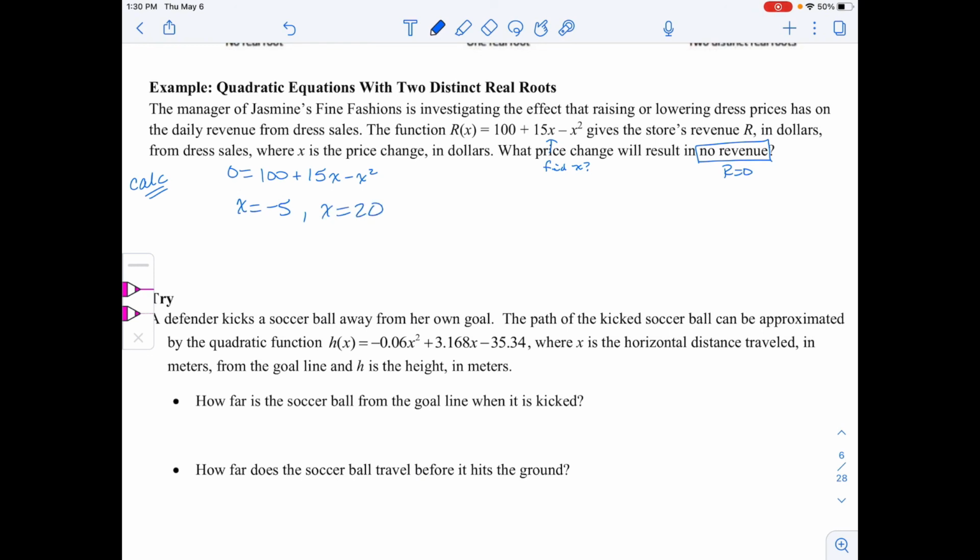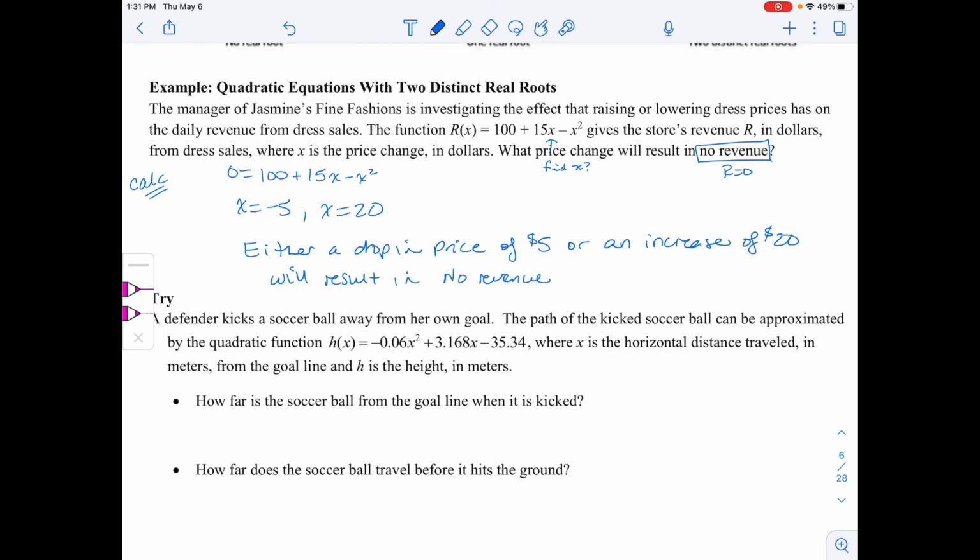So what price change will result in no revenue? Either a drop in price of $5 or an increase of $20 will result in no revenue for the shop, the Fine Fashions dress shop.